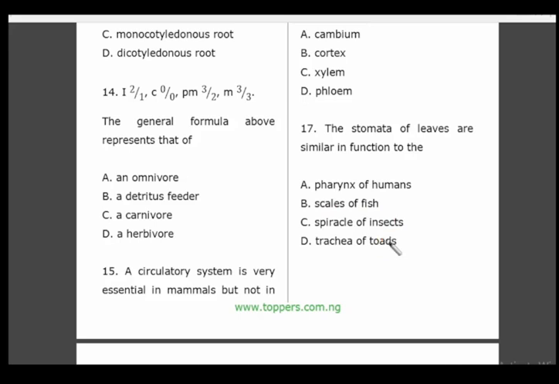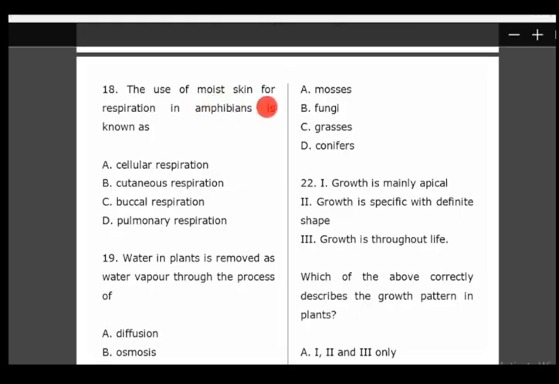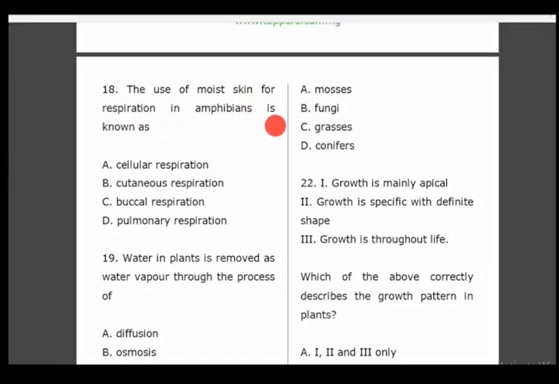But basically the reason why we will not be picking the trachea of the toads here is because the major organ of respiration in the toads is their skin. So the answer we will be picking there or going with here is option C for question 17. Option C. And then question 18 there. The use of moist skin for respiration in amphibians is known as A. Cellular respiration, B. Cutaneous respiration, C. Buccal respiration, and D. Pulmonary respiration.